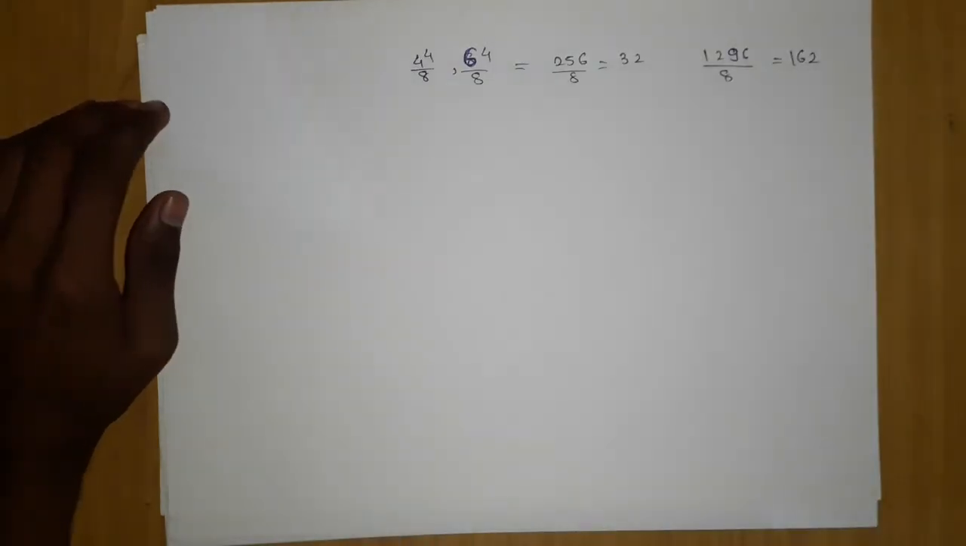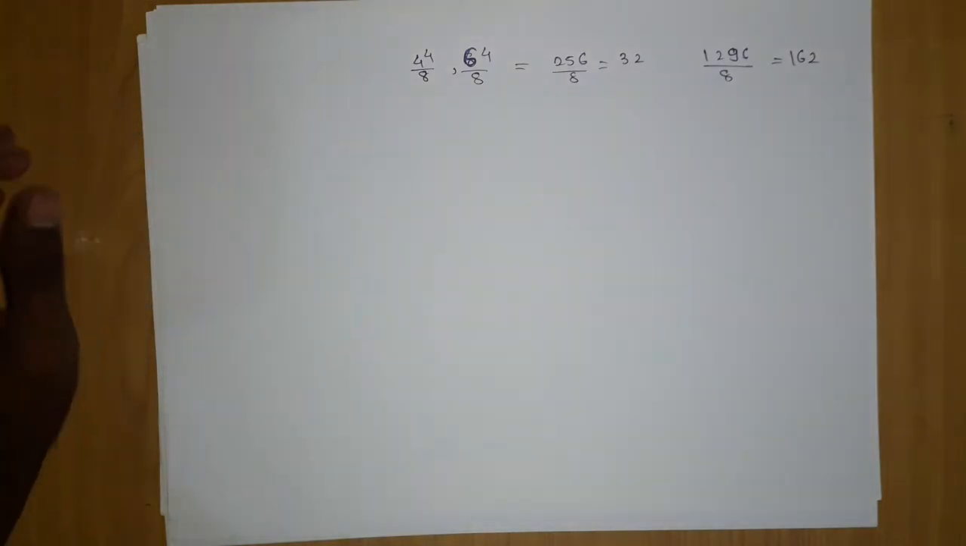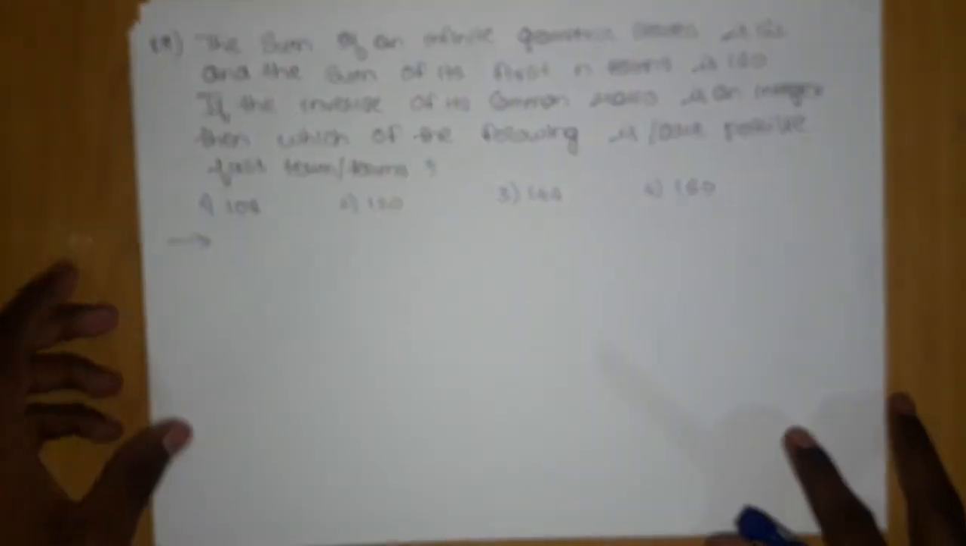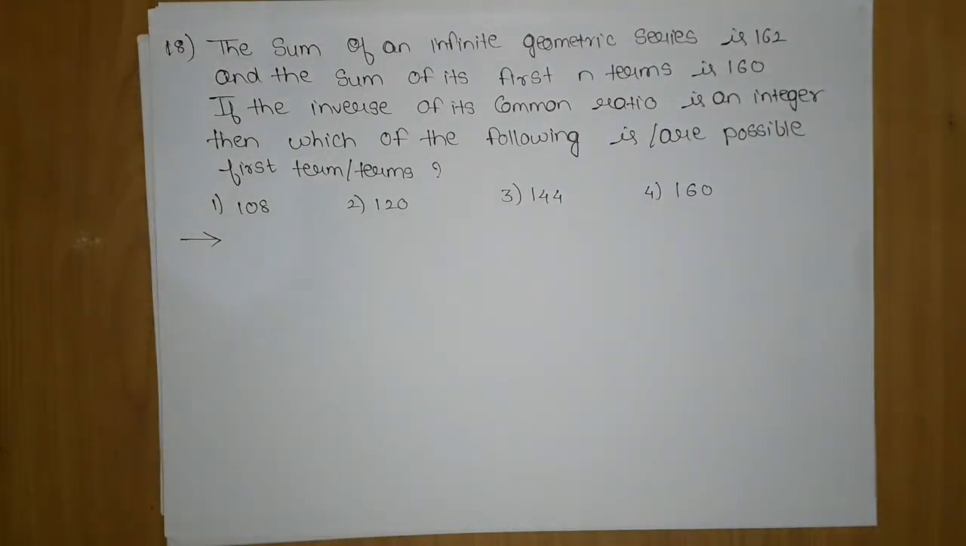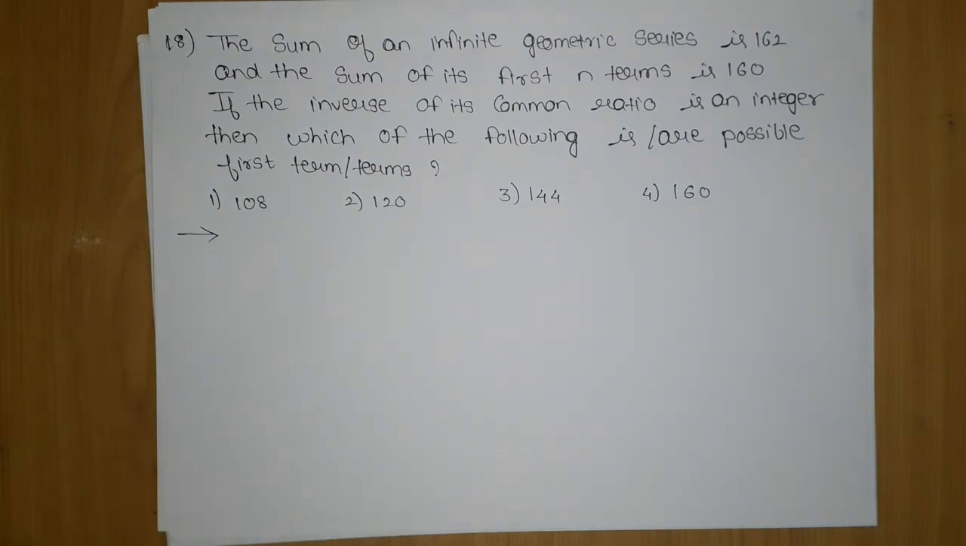Now let's move on. 18th question. The sum of an infinite series is 162 and the sum of its nth term is 160, if the inverse of its common ratio is an integer. Okay, so 1 by r is an integer, then which of the following is possible first terms?